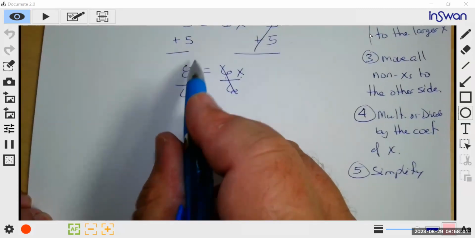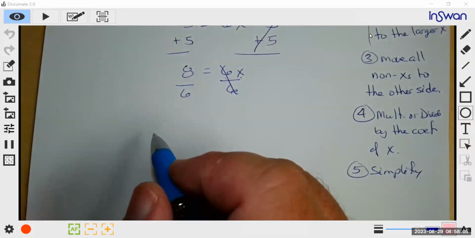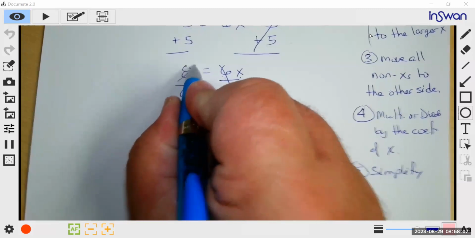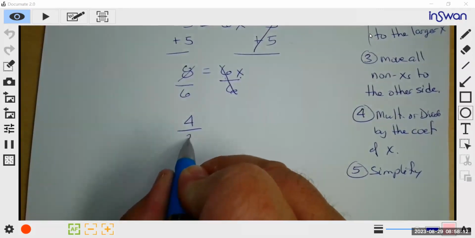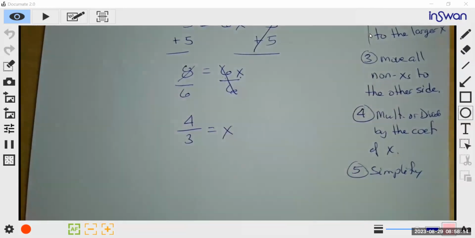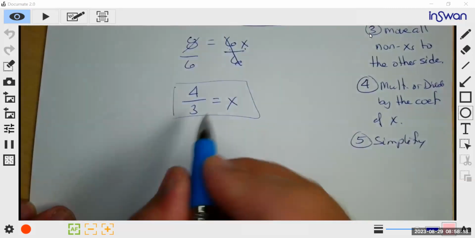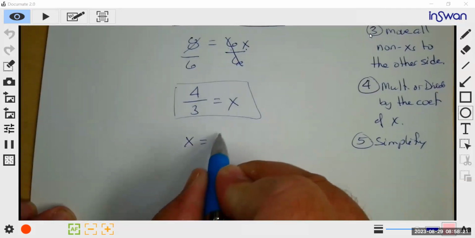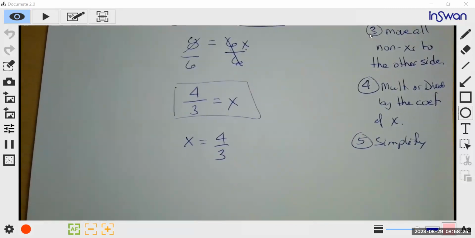Can anything simplify here? What do they have in common? A 2. So 2 goes into 8 how many times? 2 goes into 6 how many times? So there's your answer. And now if you want to, you can flip it so it's x on the left-hand side if you want to. But it really doesn't matter which side the answer x is on.